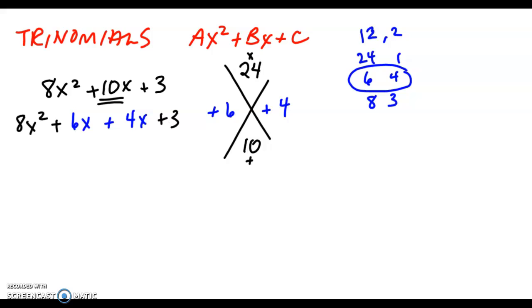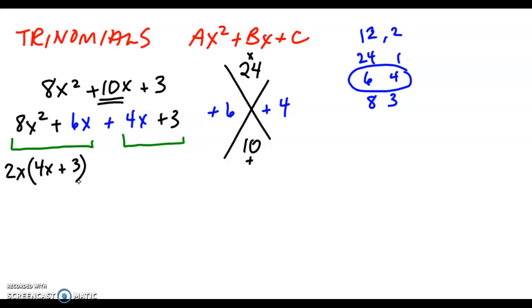The third step of decomposition is to consider a common factor for the first 2 terms and a common factor for the second 2 terms. This is where your common factor comes in handy. So, common factor for the first 2 terms, I see a 2 and an x. What am I left with then? 8x squared divided by 2x gives me 4x. 6x divided by 2x gives me 3.